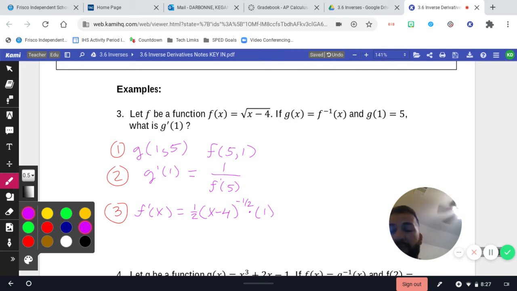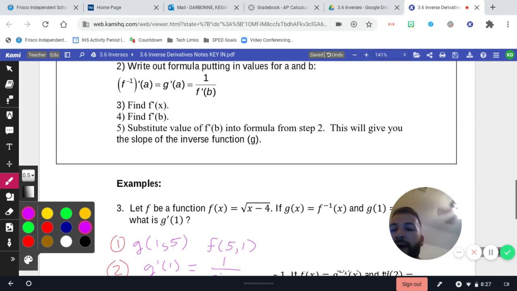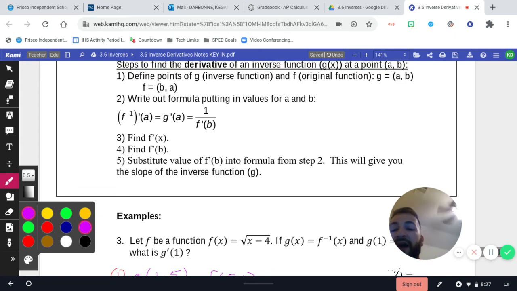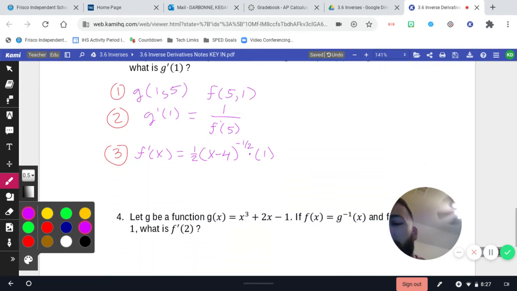Okay? And because I want to find f prime of 5, I'm going to go ahead and simplify this so that I can actually plug in. So f prime of x is equal to 1/2 is going to stay on the bottom. X minus 4 to negative 1/2, that's going to go down to the bottom. And it's just times 1, so I can leave the rest of it like it is.